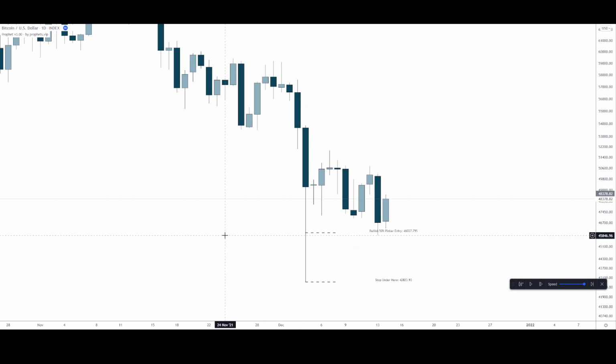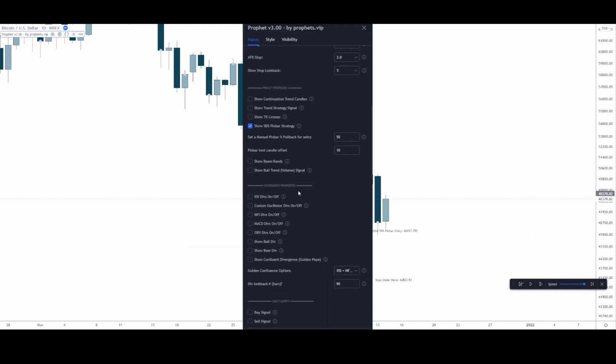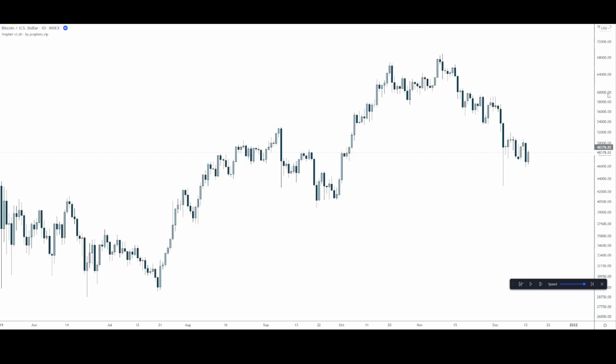Have a play with that. It's just been added. There's definitely probably some room to improve on this. Check it out. It's one of my favorite trading strategies. Next up is the beam bands. I'll just throw those on the chart. We'll zoom out.